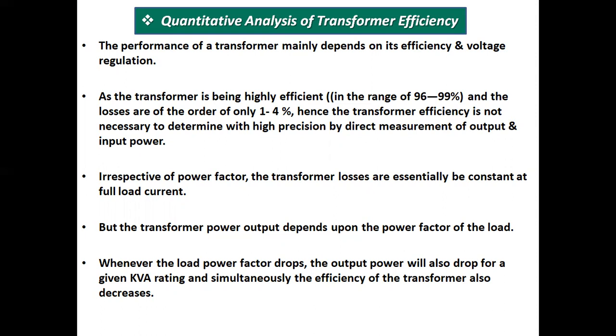Irrespective of power factor, the transformer losses are essentially constant at full load current. But the transformer power output depends upon the power factor of the load. Whenever the load power factor drops, the output power will also drop for a given kVA rating, and simultaneously, the efficiency of the transformer also decreases.